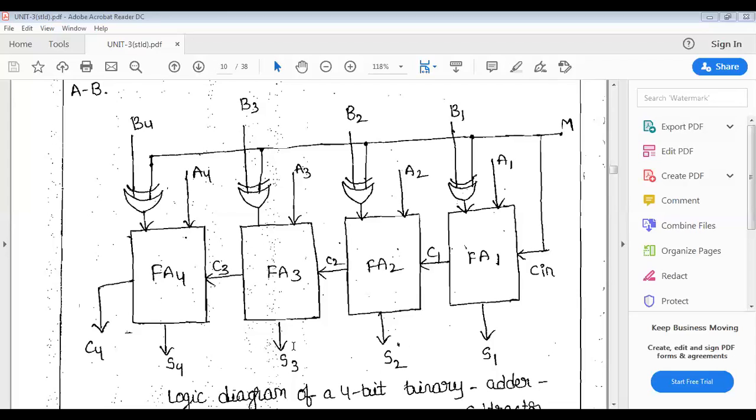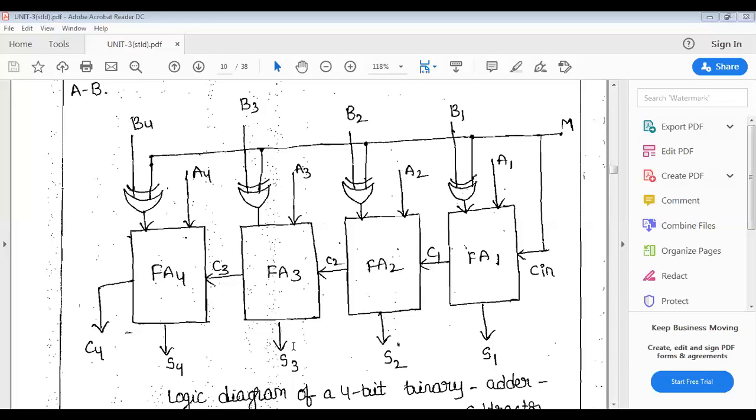Now coming to performing the subtraction operation using the circuit, the mode operation is M is equal to 1. When M is equal to 1, that M value is connected to all the exclusive OR gates as the second input. One of the inputs is from the B value, that is B1, B2, B3 and B4. You can see in the LSB, the first full adder is getting Cin is equal to 1.